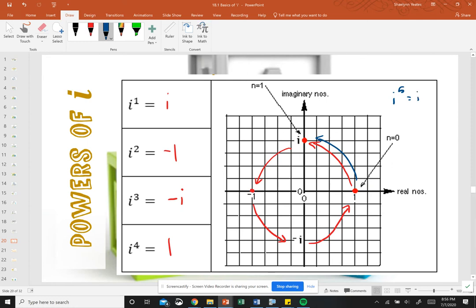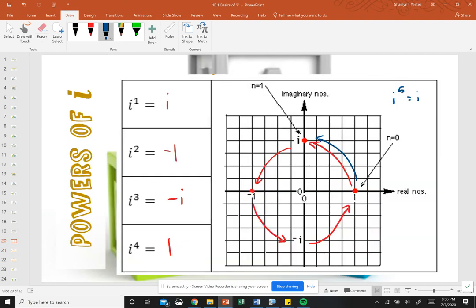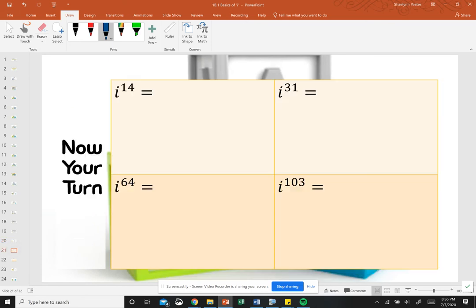All right, so on this next piece, I want you to take each of these exponents and figure out where you landed. If you rotated a quarter turn 14 times, where would you land? If you rotated a quarter turn 31 times, where would you land? Your options are either 1, i, -1, or -i. Those are your only 4 options. You're not going to land anywhere else. It's not spiraling out. It's staying on that same rotation. All right? You've got this.